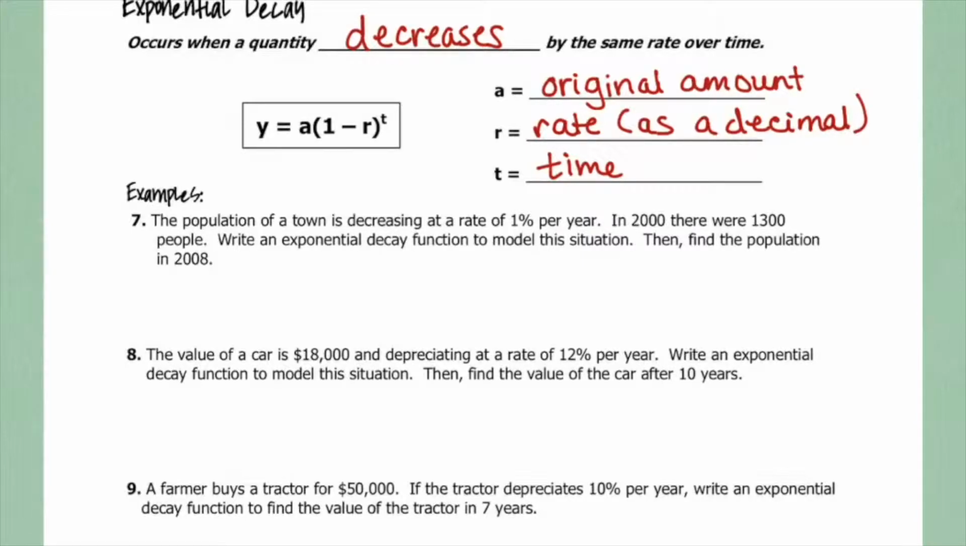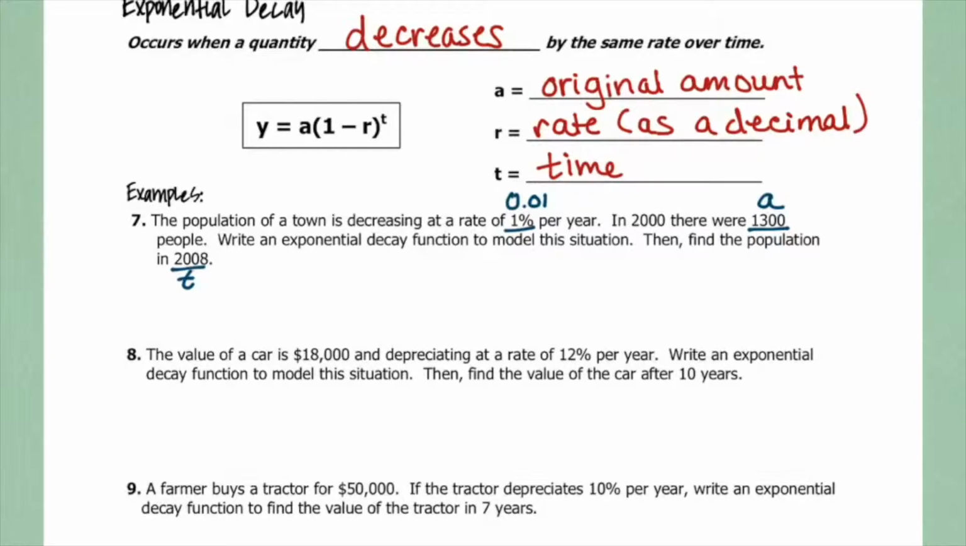Population of a town is decreasing at a rate of 1% per year. So that means people are moving at a rate of 1% per year. So we can convert that to 0.01. In 2000, there were 1,300 people. So that's our original amount. Write an exponential decay function to model the situation, then find the population in 2008.